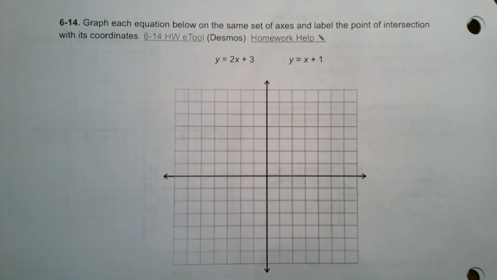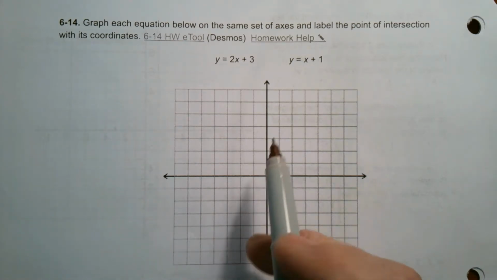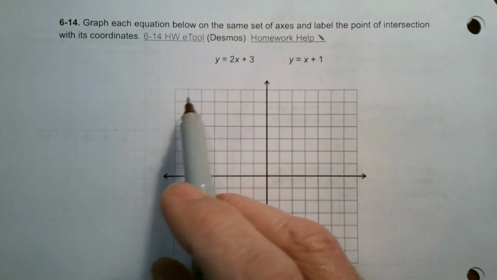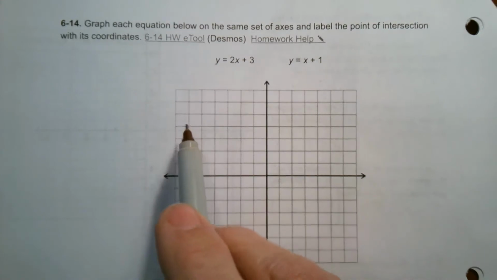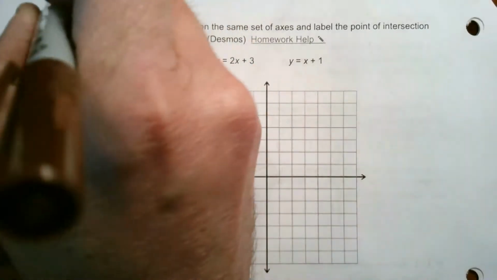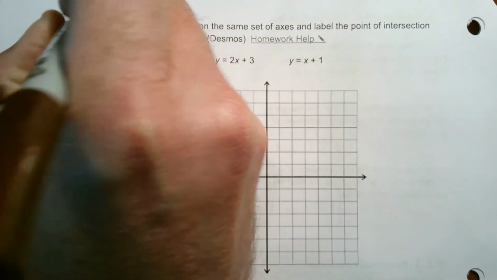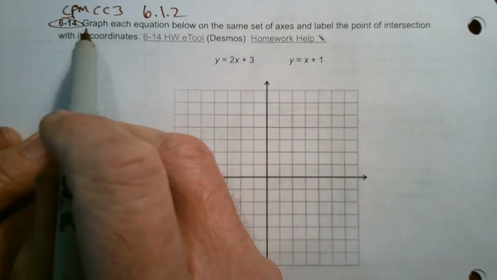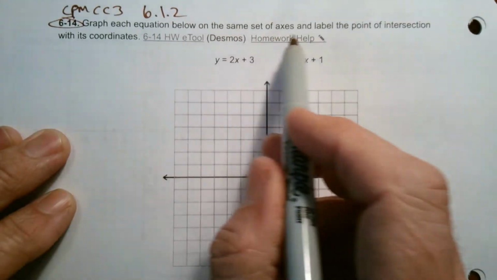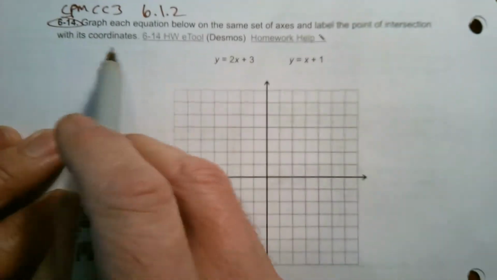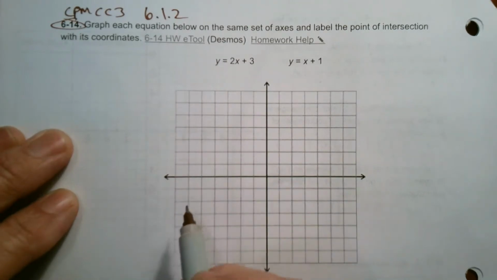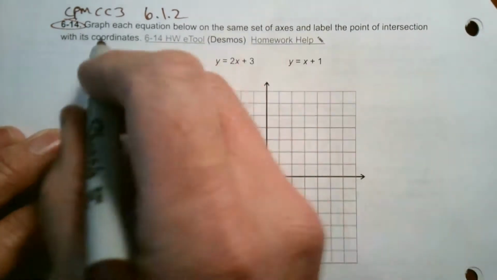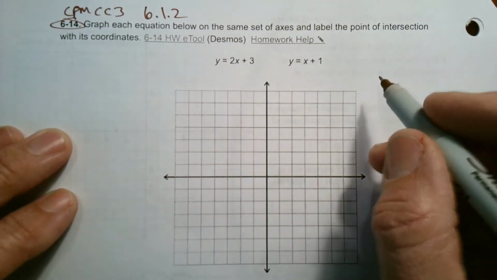We are looking at a problem where I have to graph a couple of equations and then find their point of intersection and label it. This is a problem from CPM's Course 3, section 6.1.2, number 6-14. It says, graph each equation below on the same set of axes and label the point of intersection with its coordinates. So that's actually what they're asking me to do, is solve the system of equations, right?